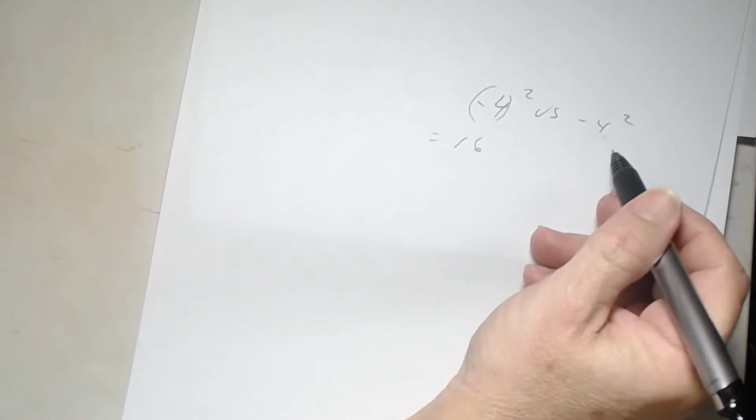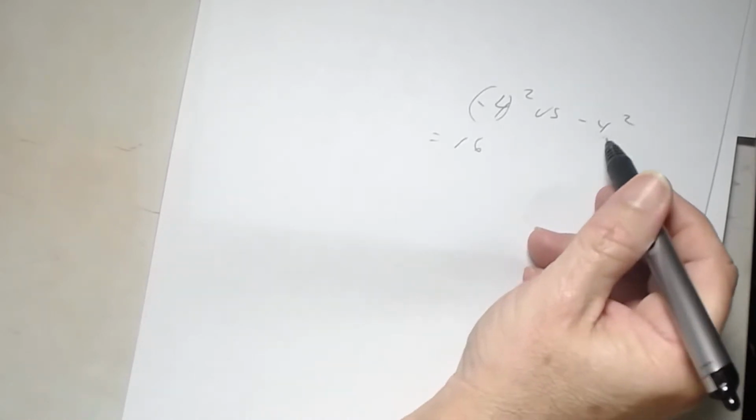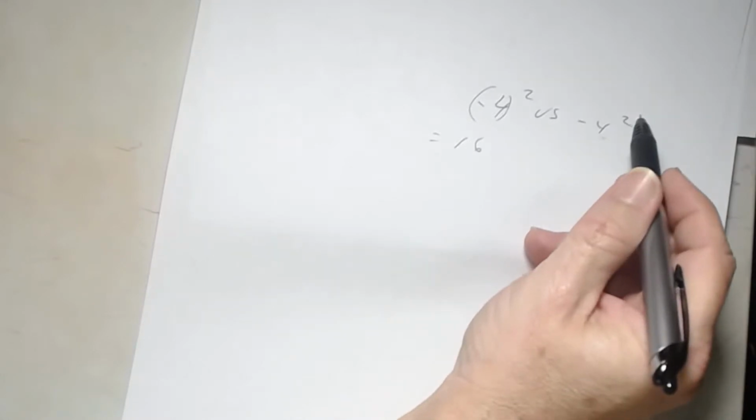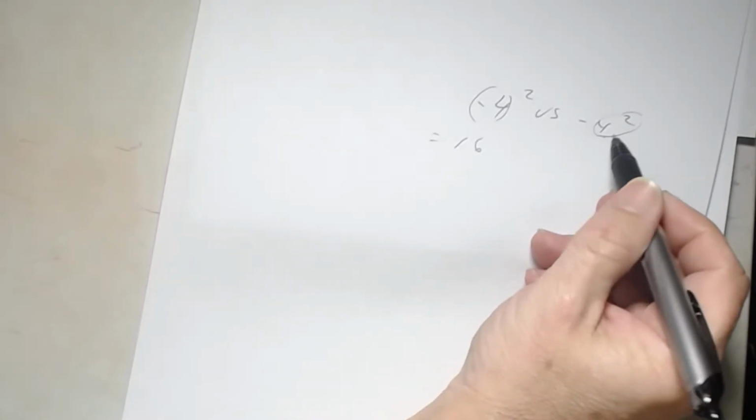Here, what's being squared? Just the 4. 4 is the only thing being squared. So what is 4 squared? 16. And so this becomes a negative 16.